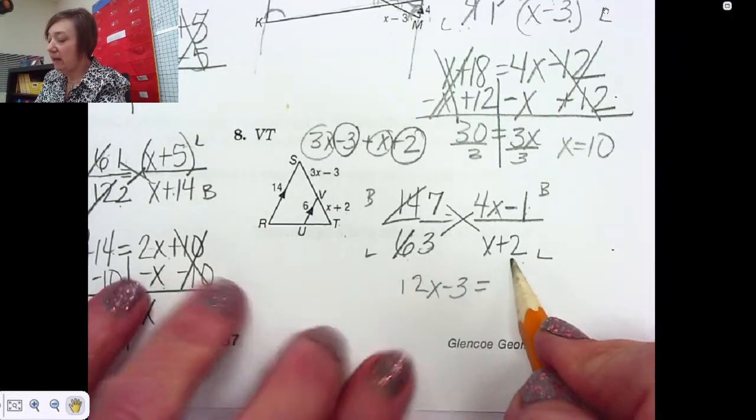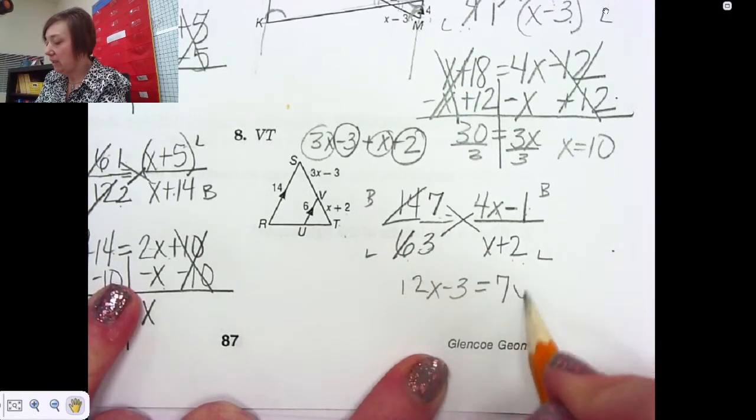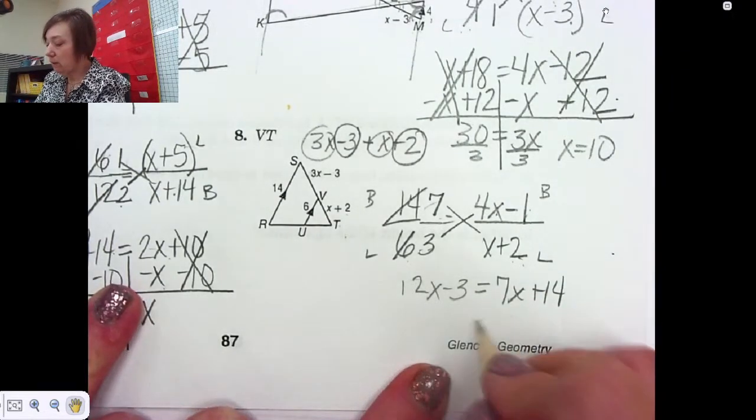And then we're going to have 7 times x plus 2. So 7 times x is 7x. And 7 times 2 is 14. Right? Now what?